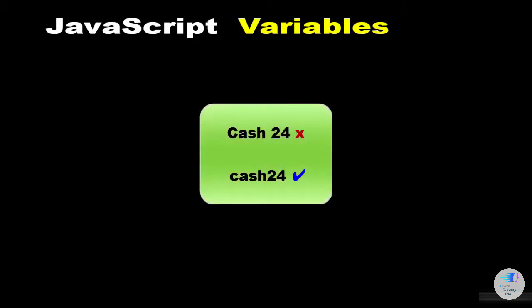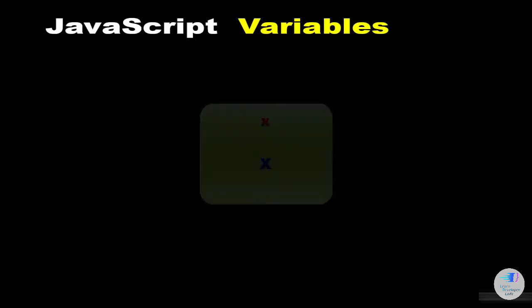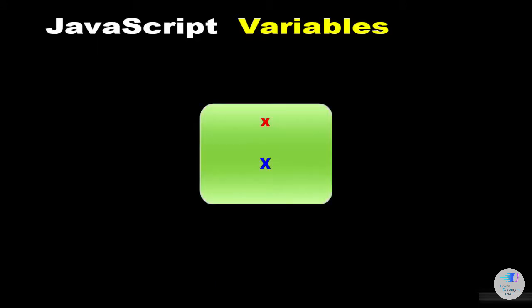JavaScript names must not contain spaces, so you can have a variable name called cash24, and there cannot be a space between the cash and the 24. The names must contain no spaces. Variable names are case sensitive. A variable with a lowercase x and an uppercase X are two different variables.